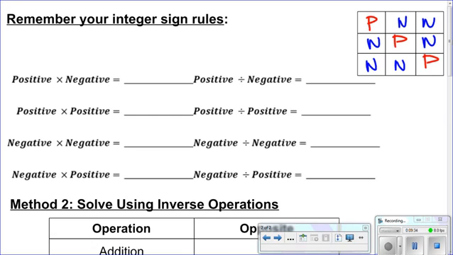Okay, and so let's say you had a positive times a negative. So positive times a negative gives us a negative. Okay, so opposite signs give us negative answers. Same signs give us positive answers. So you are going to fill in the rest of this for me so we can check it tomorrow. This should be review from grade 8 for you.